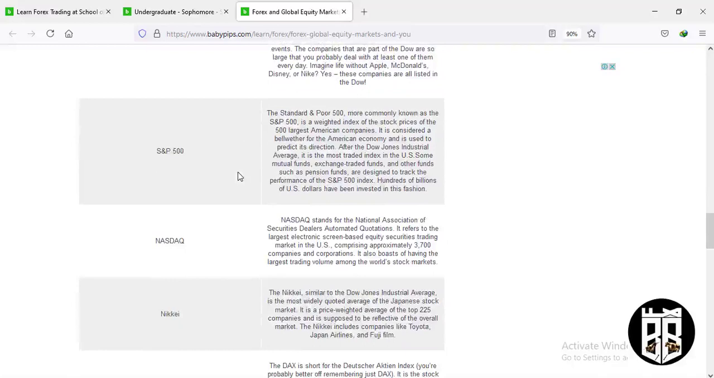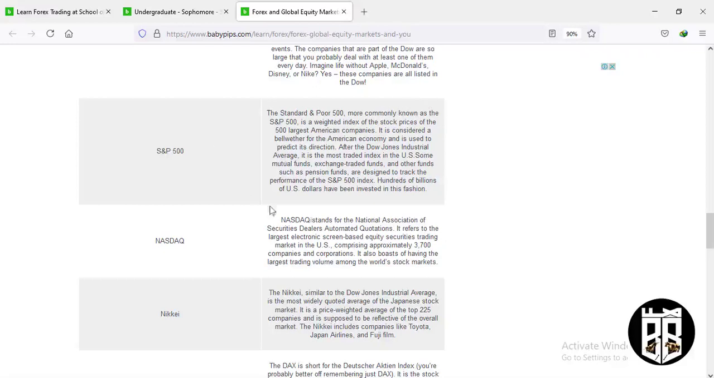Okay, they comprise the stock prices of the 500 largest American companies. So you can imagine, if the value of the 500 American companies is going up, what will happen to the US dollar? Since they are in the United States, the value of the US dollar will also go up.